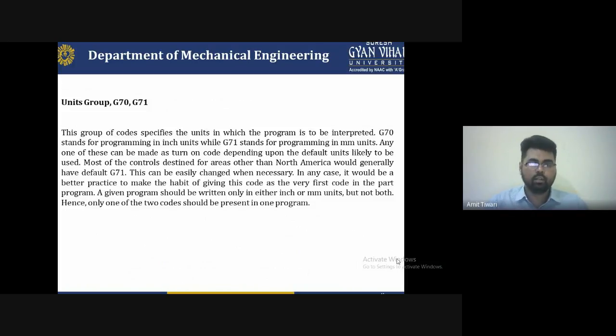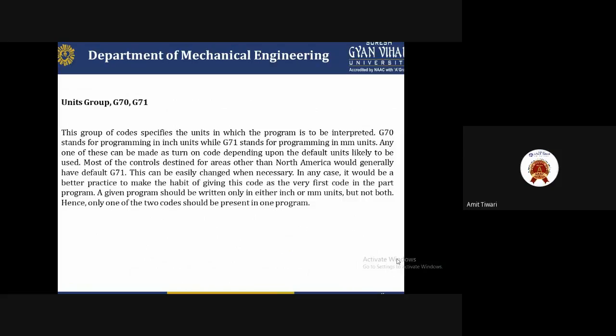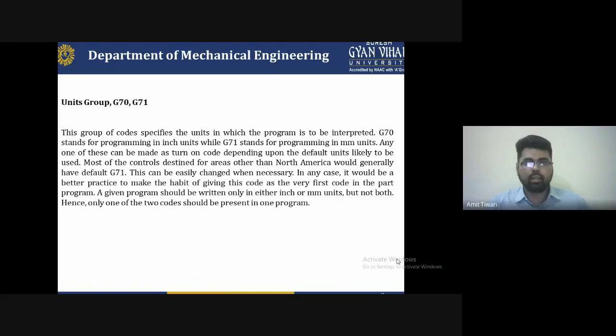That is, G70 and G71 stand for the programming units. One of them can be made the default code, depending upon the default units likely to be used. The default units likely to be used indicate the part programming. Depending upon the default, you have to select this type of code for that.